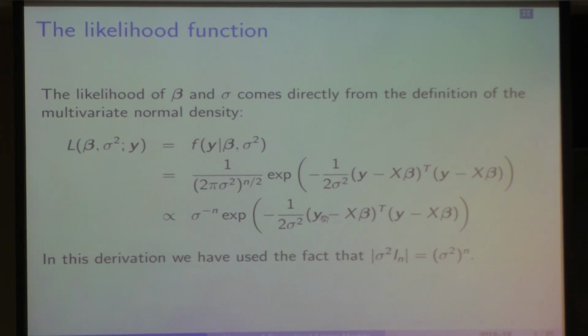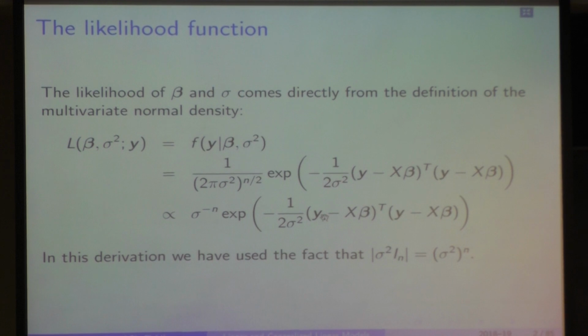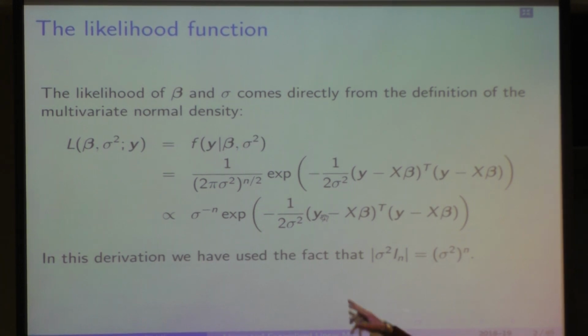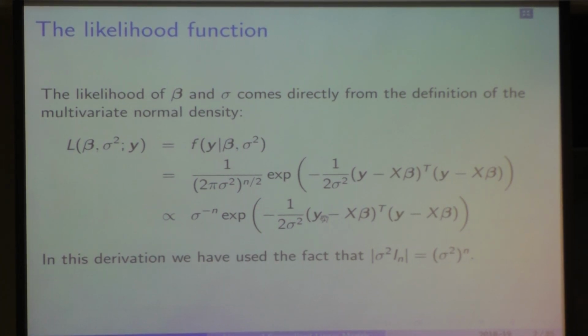Okay, so here we've used the fact that the determinant of sigma squared times the identity matrix in n dimensions is sigma squared to the n. And the reason why we need that is because in the form of the normal density, you have the determinant of the covariance matrix appearing in that form. Okay? And so we need this fact to obtain the sigma to the minus n that appears at the front.